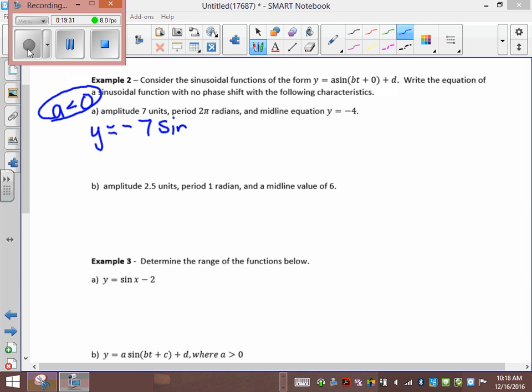And then sine. Now they gave us the period, but we need b. So this is even easier than yesterday because they gave you the period. You need b for the equation. You go b equals 2 pi divided by the period. They told you the period's 2 pi. So what's your b value? 1. And then it's going to be 1t plus 0. And then it says our midline equation is -4, so we put a -4 at the back because that's our D. It's a t, because the top equation had a t.